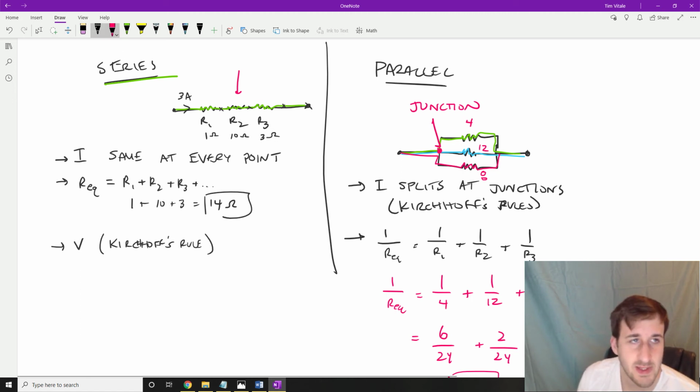But the last thing that's a little bit easy, that I guess redeems everything here, is that voltage is the same across each branch.